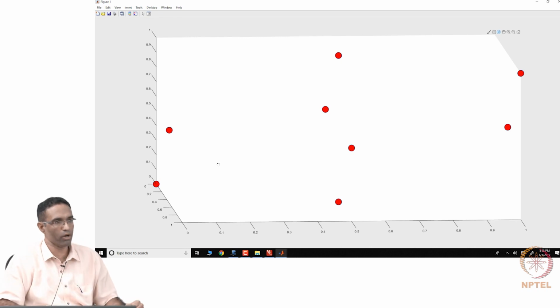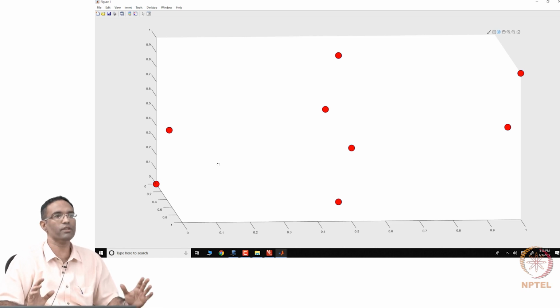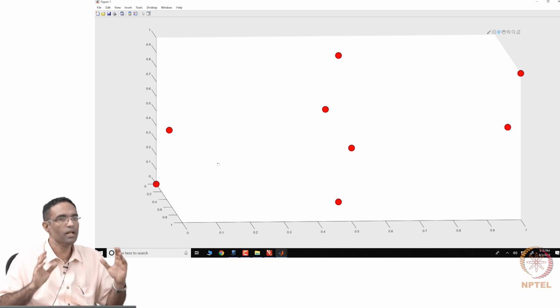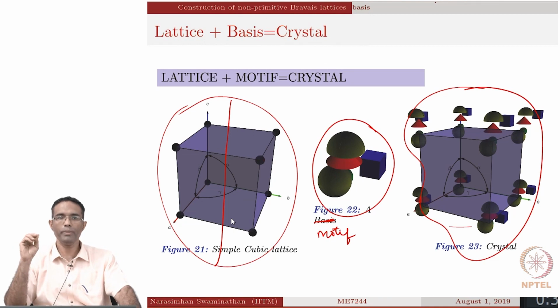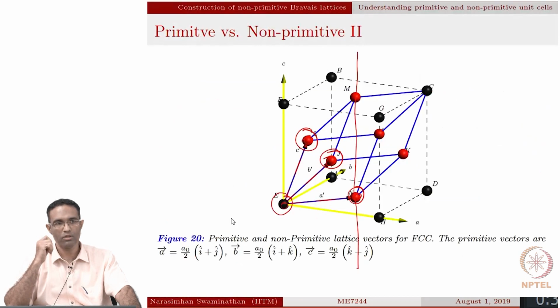Okay, this is the way you modify your MATLAB codes to generate these, with the primitive or with the non-primitive. Generally, we use non-primitive for FCC so that we want to retain the symmetry of the cubic structure. So you first ask the question, how many lattice points are there per unit cell? All right. So for FCC it is 4, right.